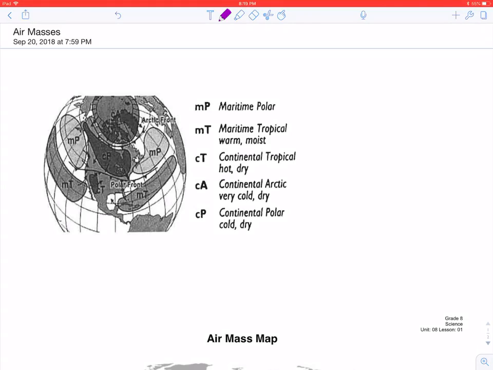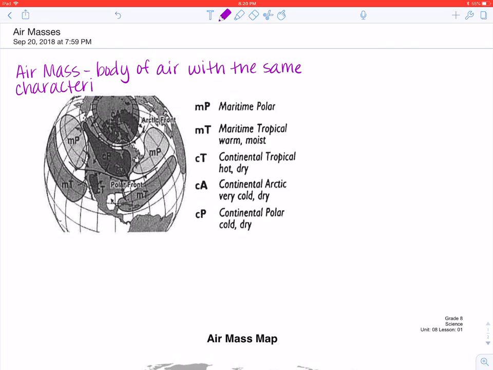Today we're going to be looking at air masses. Turn to your notes on air masses. An air mass is a body of air with the same characteristics throughout. That means the whole body of air is going to have the same characteristics, okay?